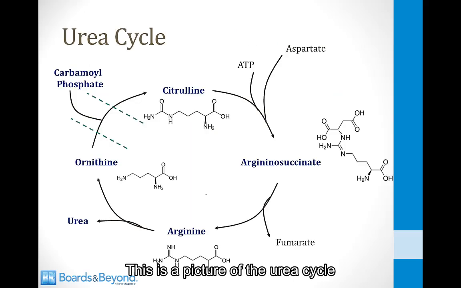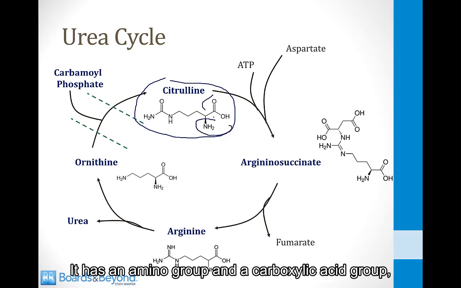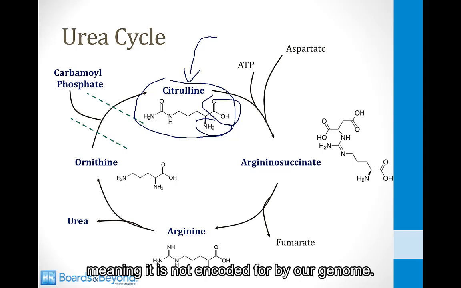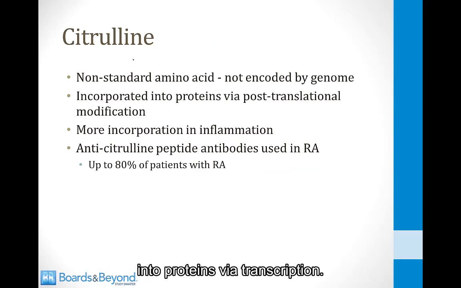This is a picture of the urea cycle from our biochemistry modules, and this is the amino acid citrulline. It's an amino acid. It has an amino group and a carboxylic acid group, but it's a non-standard amino acid, meaning it is not encoded for by our genome. Because it's not encoded by our genome, citrulline cannot be incorporated into proteins via transcription.